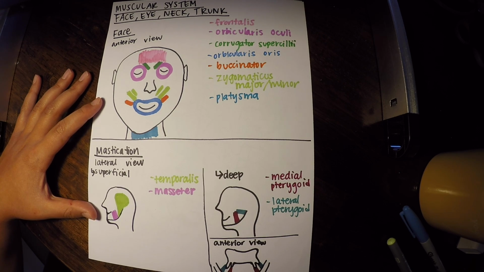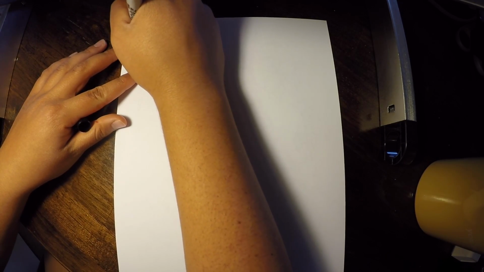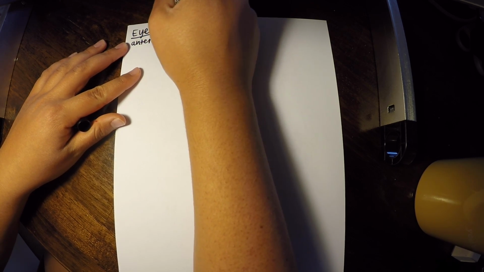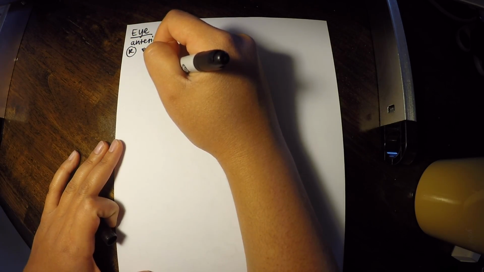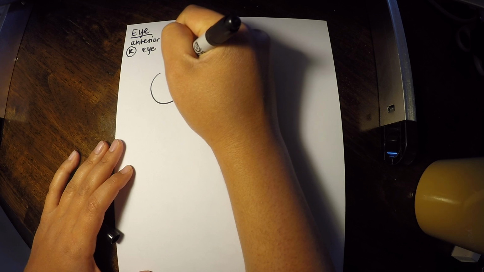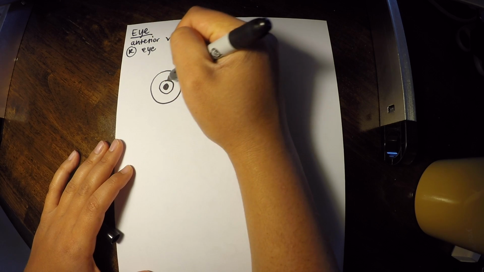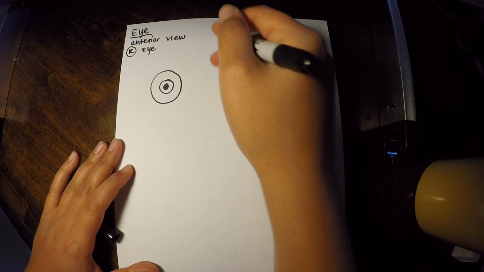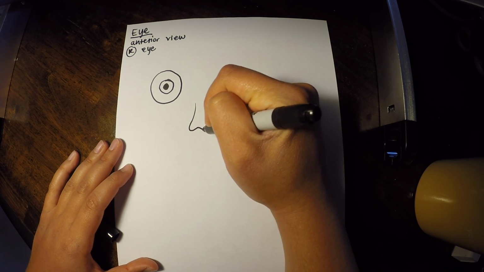Now let's move on to muscles of the eye. For muscles of the eye, I'm going to draw an anterior view. And it's going to be the right eye. Now, as usual, we're going to start by drawing an eye out. So here is our eyeball. And there's our pupil. I know it looks a little bit creepy. But just to make sure we're getting a good visualization of what this right eye looks like, I'm also going to draw a nose right here.